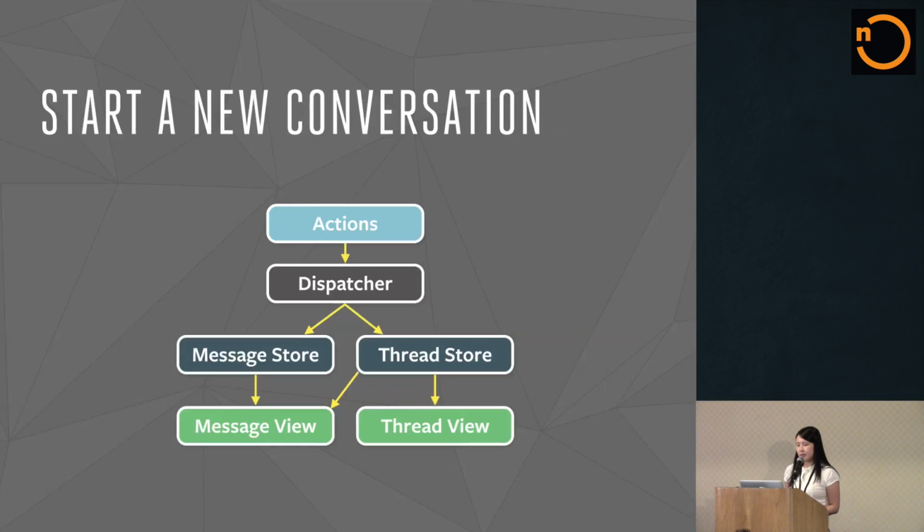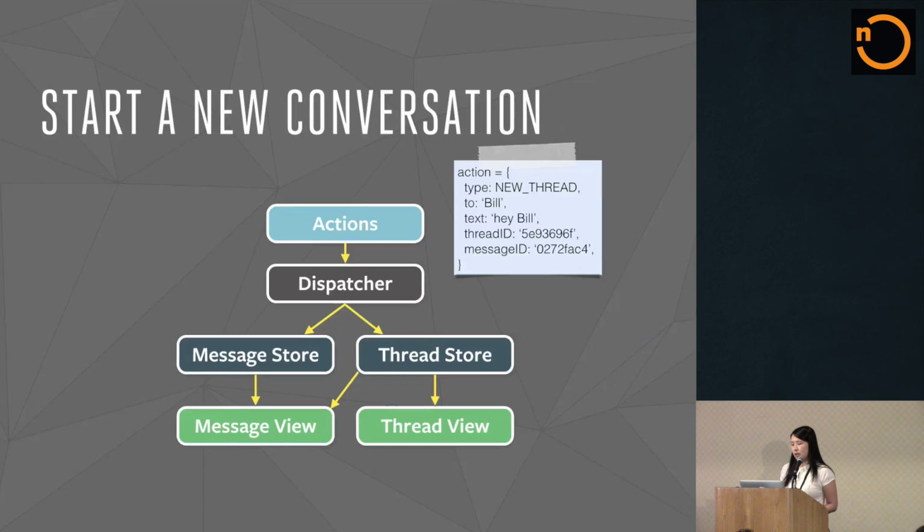So let's say that we wanted to take this system and add the ability to start a new conversation, right? So this is a very common action. We don't want to send just a new message, but we also want to start a new thread along with that. So the action payload might look something like this. We give it a type new thread. And here it's a little bit less structured than we would normally have it, but for the purposes of demoing, let's make it simple.